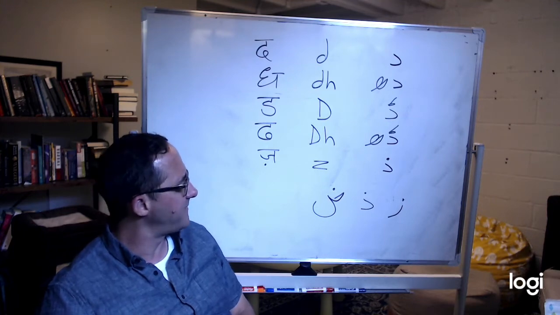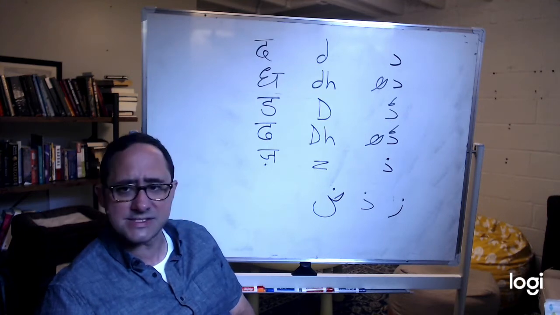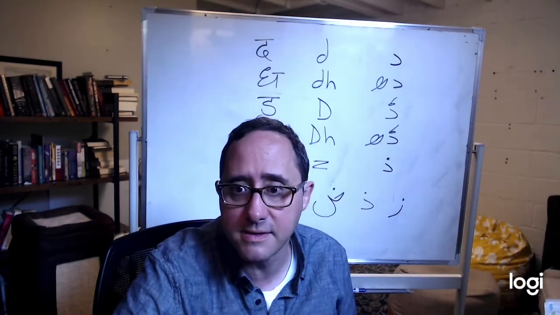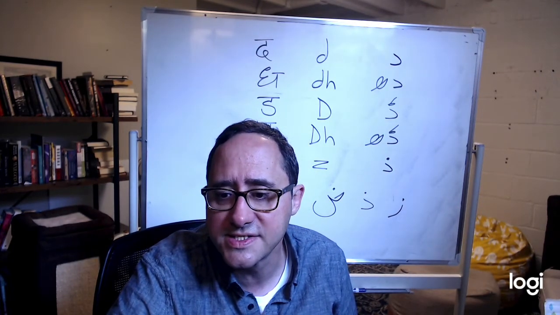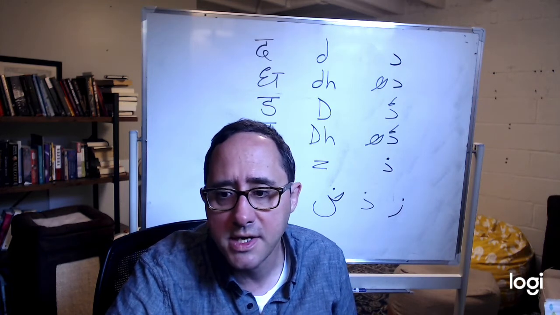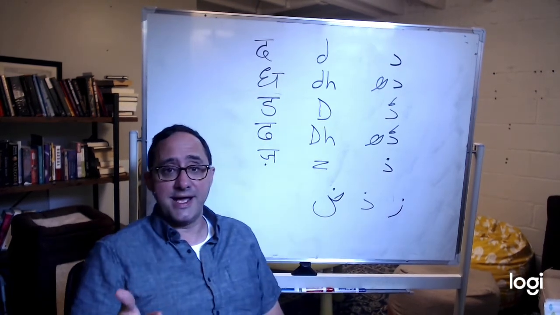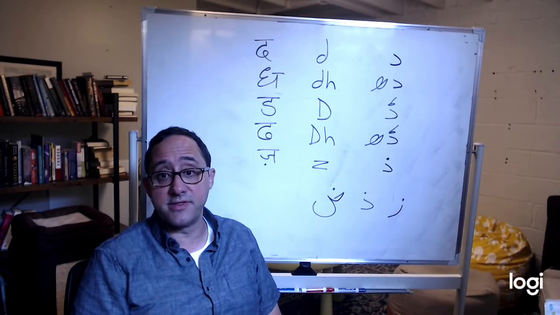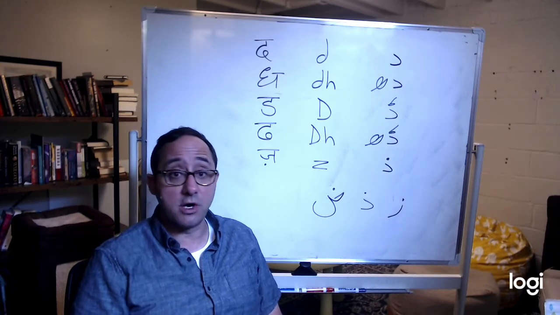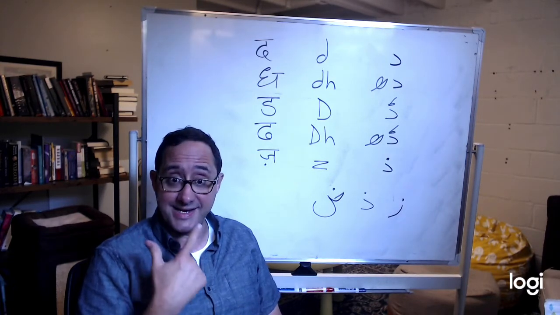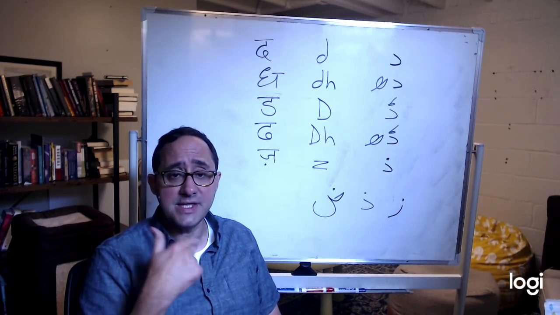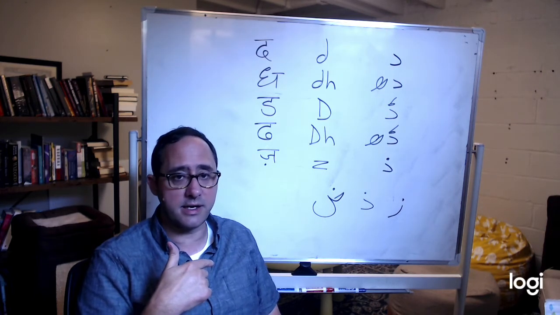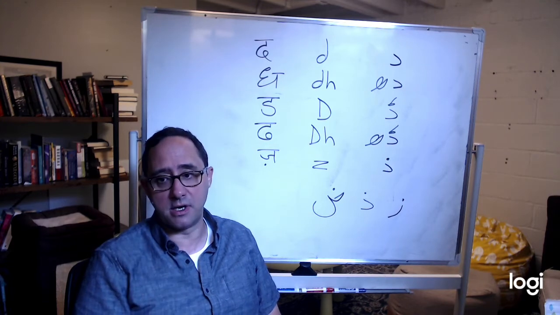I'm trying to think if there's anything else. Let me see if there's anything that I have as an example. Nope. That's it for today. Next time we're going to move on to the re cluster, which are the R's, both the dental R, ra, like the Spanish R, and the ra, which is the retroflex R.